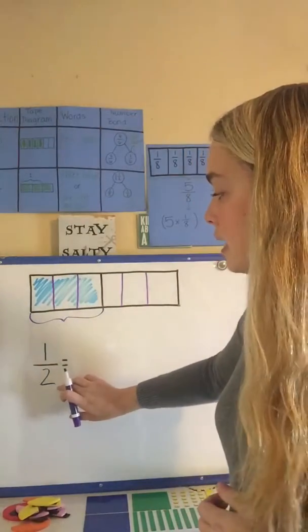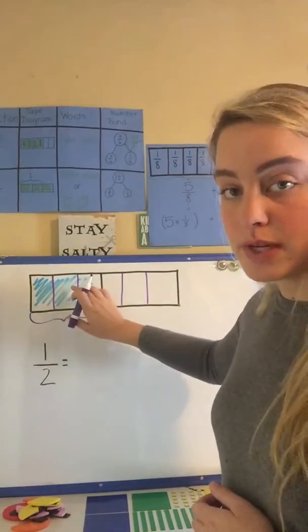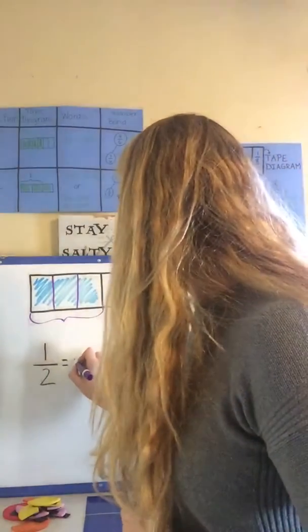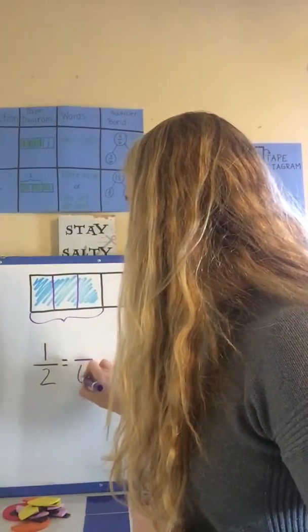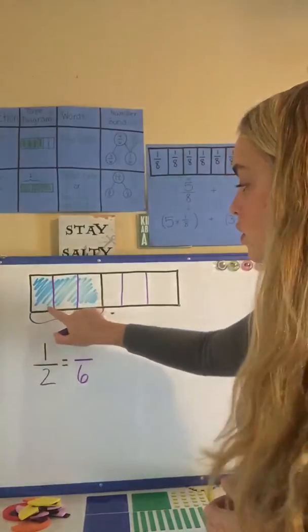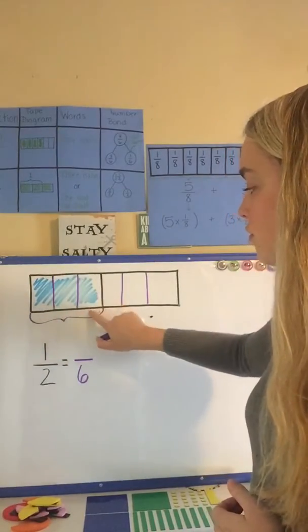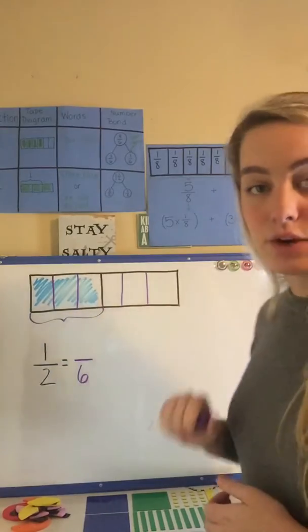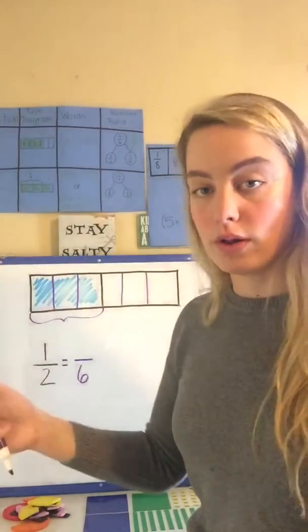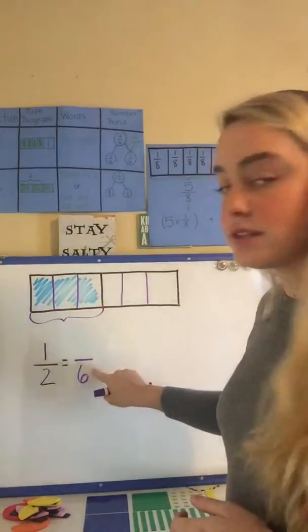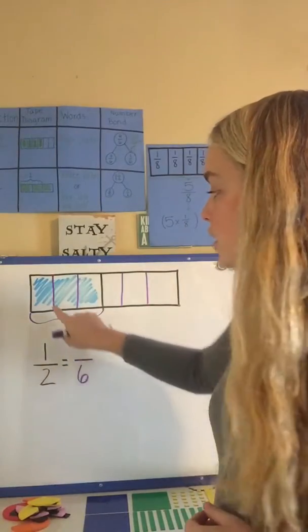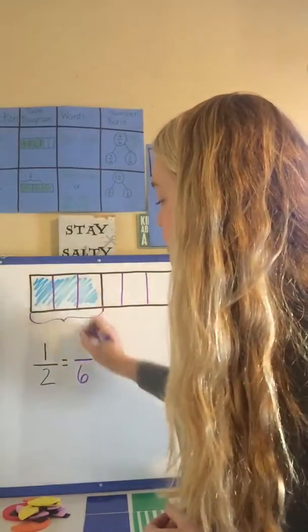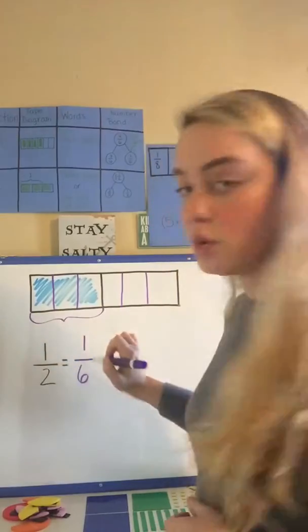So my denominator is no longer going to be a 2. It is going to be a 6 because I broke it into 1, 2, 3, 4, 5, 6 equal parts for the whole. How many sixths, though, are being represented is the question. I see 1/6 here.